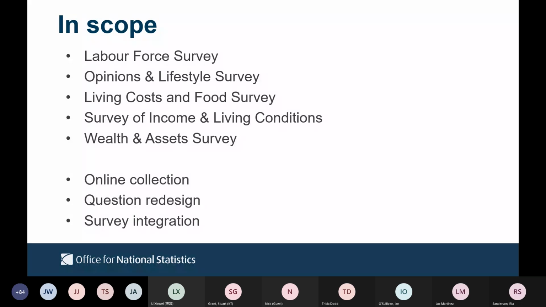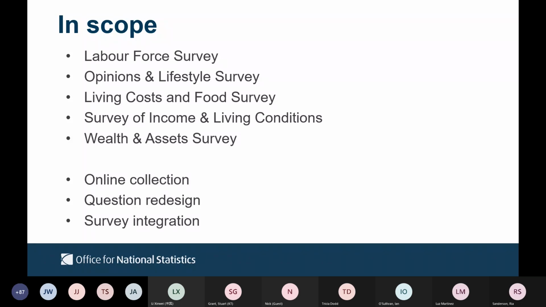Online collection is a key feature of what we're doing, and by focusing on an online first approach, we've had a massive investment into question and questionnaire redesign to enable good quality data to be collected via a self-completion first approach. And then one other feature of the work we're doing is almost the golden fleece that statistical organisations have been chasing for many years, which is survey integration. We're looking across the whole household survey portfolio, and we have an ambition to deliver an integrated survey framework where all the surveys are part of that single statistical framework. So that's within scope of what we're doing as well.